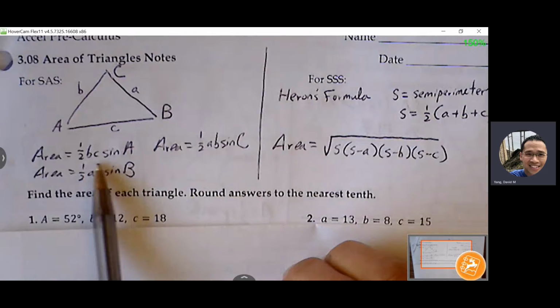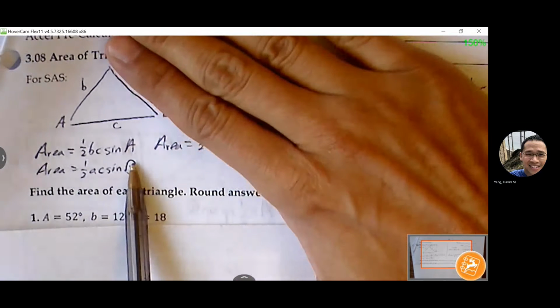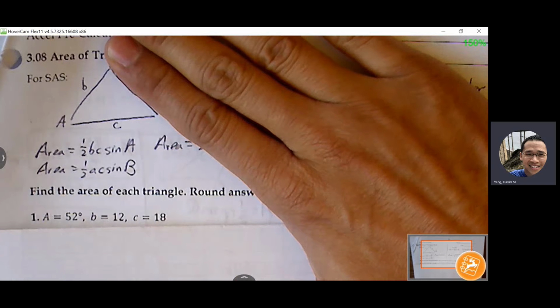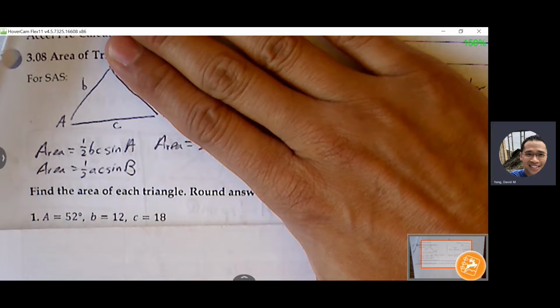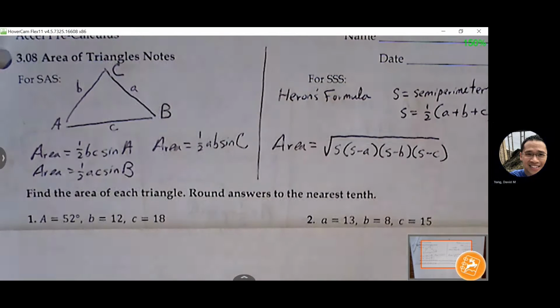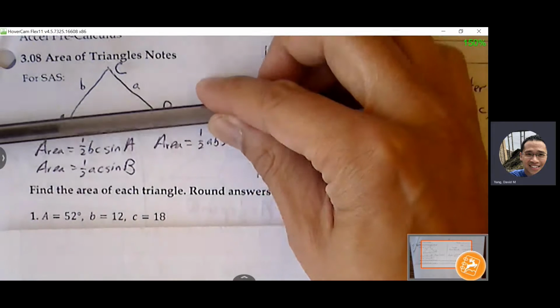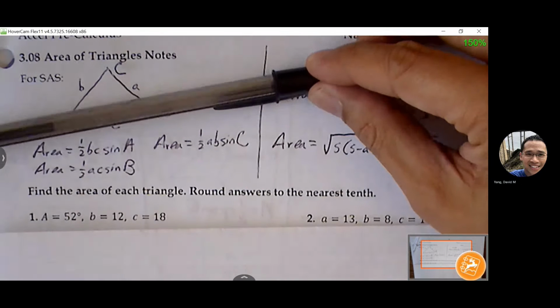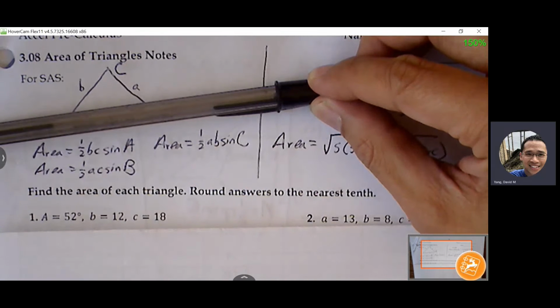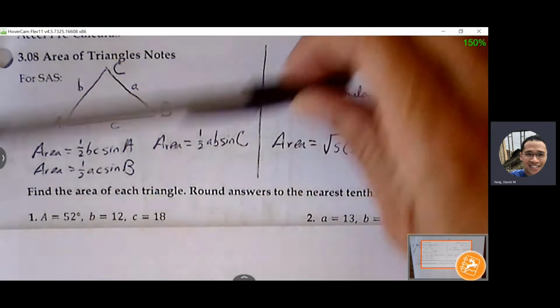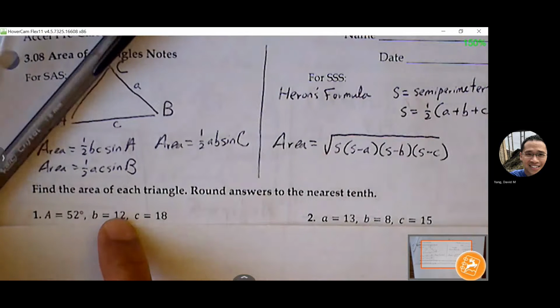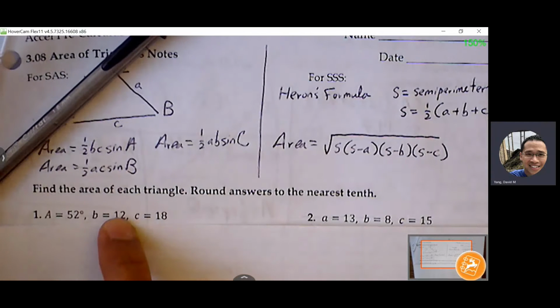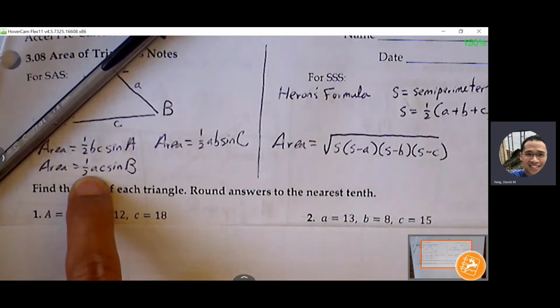One option is area is 1/2 BC sine A. So if you're only given that information, that is side angle side, 1/2 B times C times sine of angle A, right? That's one option. Another option is if I gave you this information here: angle C, side B, and side A. All right, and that will be 1/2 AB sine of C. And the other option is I give you angle B, side A, and side C. Then it'll be 1/2 AC sine of B.